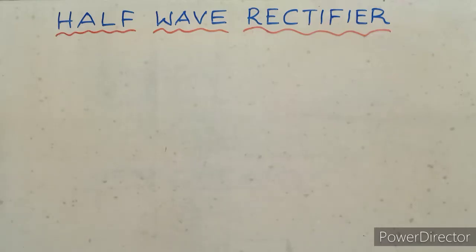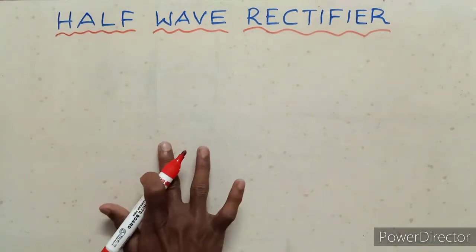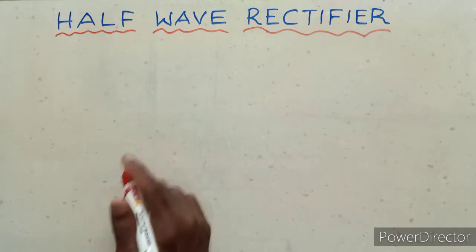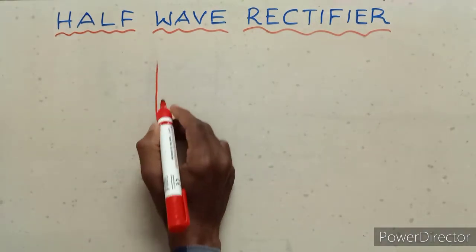We are going to discuss half-wave rectifier. Half-wave rectifier is the general rectifier. So, half-wave rectifier consists of one transformer, one diode and one load resistance. Okay, half-wave rectifier consists of a transformer.